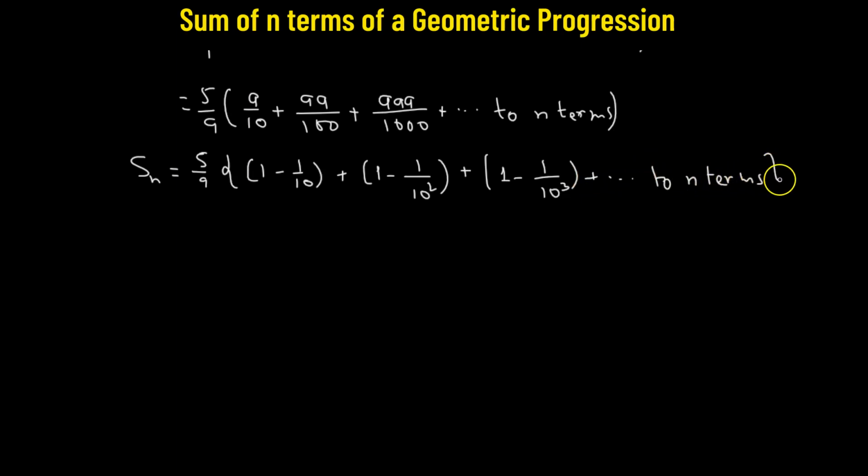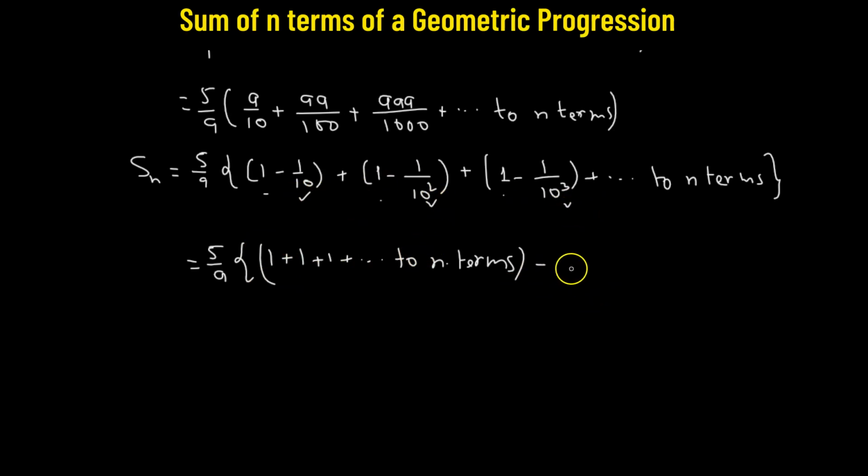Fine. Now what we'll do, we'll combine the first term of each of the series. So we have 5 over 9 whole multiplied to 1 plus 1 plus 1, and this goes all the way up to n terms. So that means 1 is added to itself n number of times. So you will keep it aside. Then we will combine the second term of each of the terms. So we'll take negative as the common factor. So we'll have 1 over 10 plus 1 over 10 squared plus 1 over 10 cubed, and this goes all the way up to n number of terms.